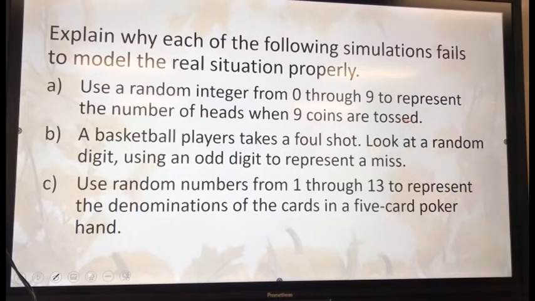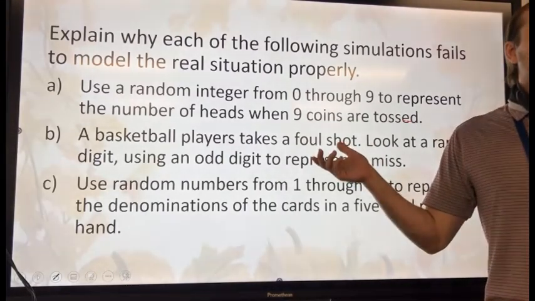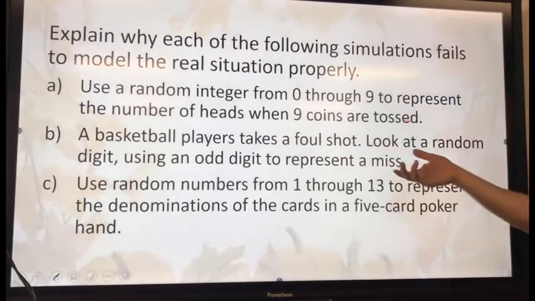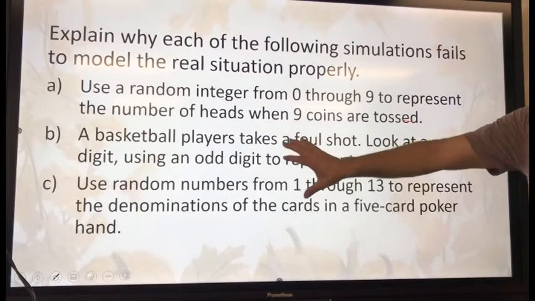Oh. B, a basketball player takes a foul shot. Look at a random digit, using an odd digit to represent a miss. Why does this one fail the simulation test? Basketball player takes a foul shot. It's like 5% is 50%. Yes, this is assuming that he's shooting 50-50, right? Odd or even. And we know that not everybody's going to be 50-50. Usually it's based on skills. Some people are 80-20, 90-10. So yeah, this is not going to work because it assumes that they're just going to be a 50-50.